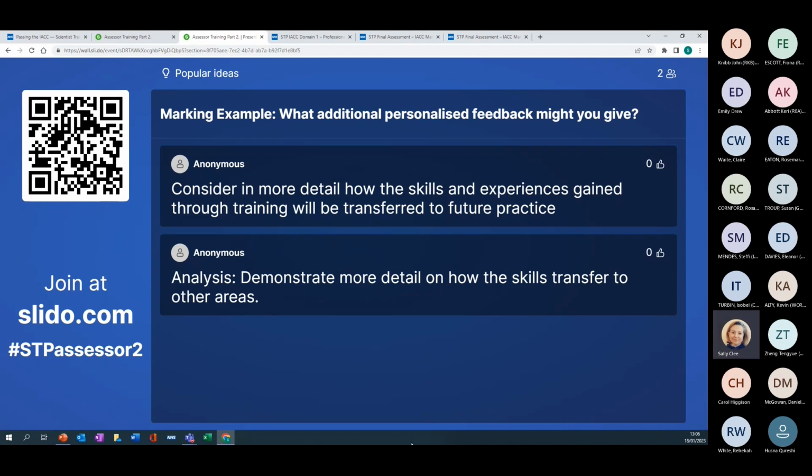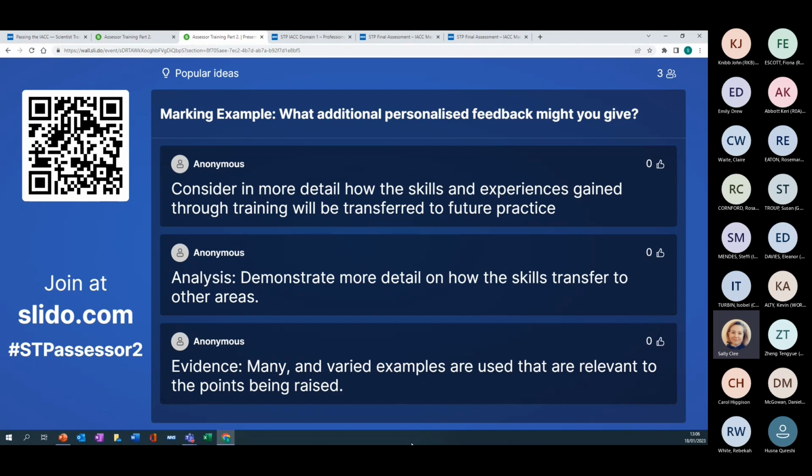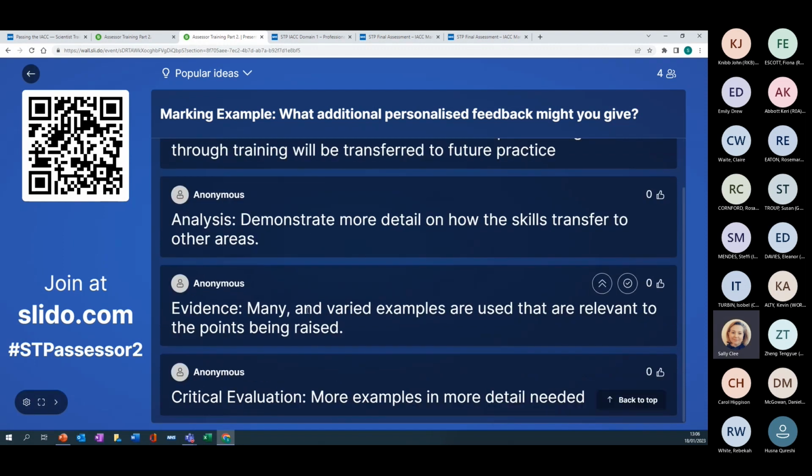Yeah, that's a really good one with the analysis: demonstrate more detail on how the skills transfer to other areas. Yeah, that's a good one. Many and varied examples are used that are relevant to the points being raised. And I think that's again really important.